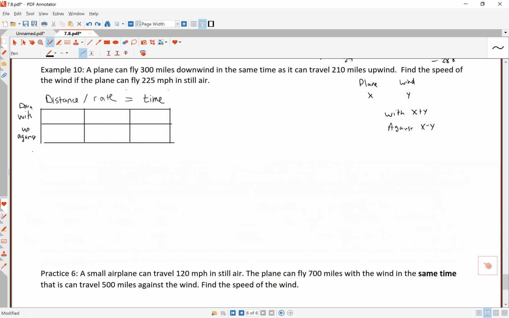A plane can fly 300 miles down the wind, so that's a distance of 300 miles, in the same time that it can travel 210 miles against or up the wind. Find the speed of the wind if the plane can fly 225 miles an hour in still air. So we're saying that the plane can do 225 miles an hour by itself. When it goes with the wind, it's 225 plus Y. And when it goes against, it's 225 minus Y.